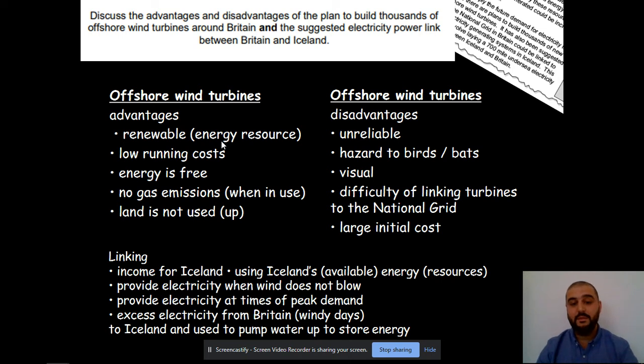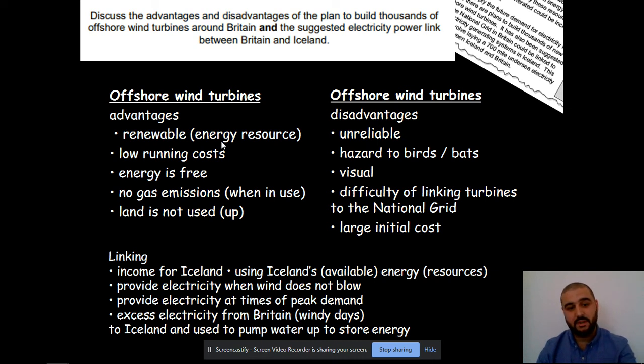Provide electricity when wind does not blow. When our wind farms are in their period of unreliability, then obviously we can draw on that extra power coming in from Iceland. Provide electricity at times of peak demand. Again, we can draw on that additional power source when our own renewable sources or even our traditional fossil fuel factories are not able to generate for the extra peaks. Excess electricity from Britain, i.e., windy days. Now, this can actually go back to them. So, for the UK, it could be a source of income.